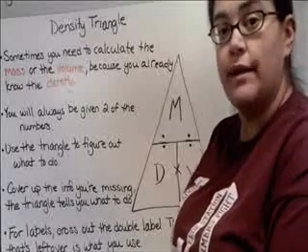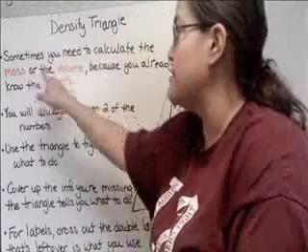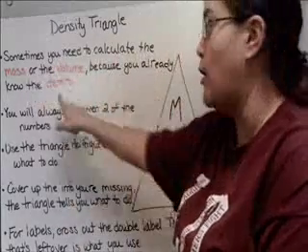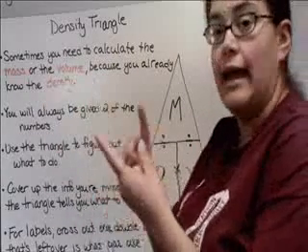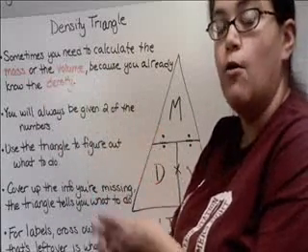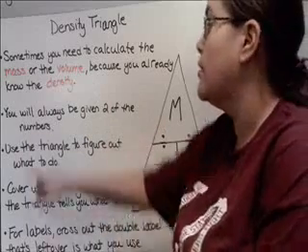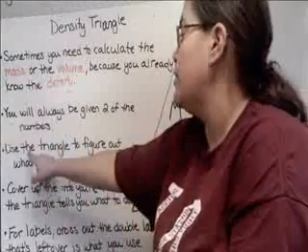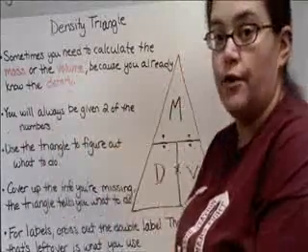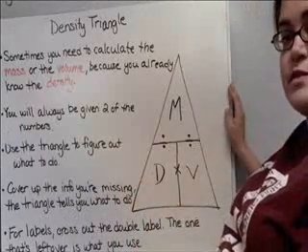Okay, so one last thing we need to cover about density. Sometimes you need to calculate the mass or the volume because you already know the density. So you may be given the mass and the density, and you have to calculate the volume. Or you may be given the volume and the density, and you have to calculate the mass. You will always be given 2 of the numbers that you need. You need to use this triangle to figure out what to do. So you'll be given 2 of them, and you need to figure out the third one. So make sure that you see this correctly.